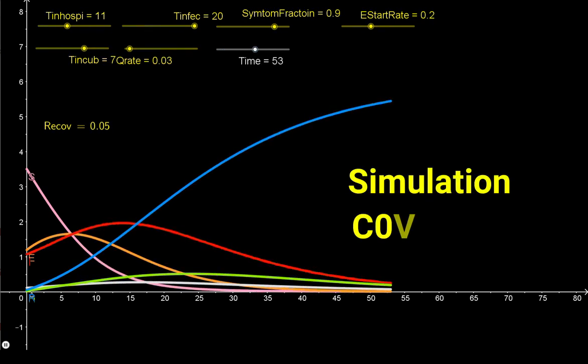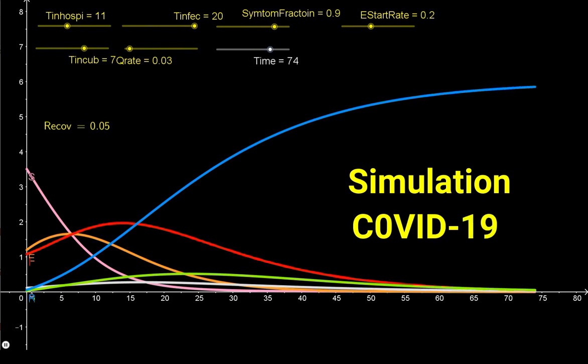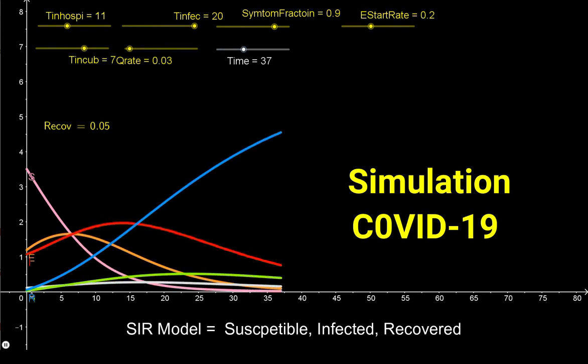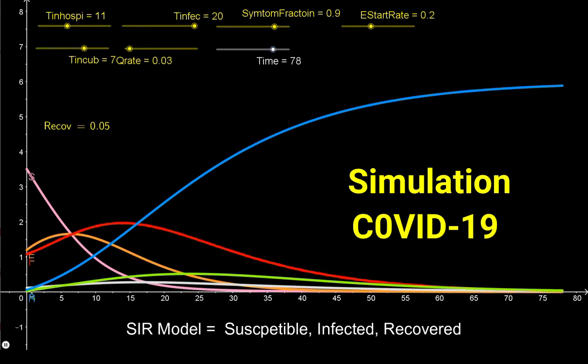Today I'm going to introduce two mathematical models of COVID-19 spread. First model is the simplest one, and its name is SIR. Here each letter SIR stands for the susceptible, the infected, and the recovered.